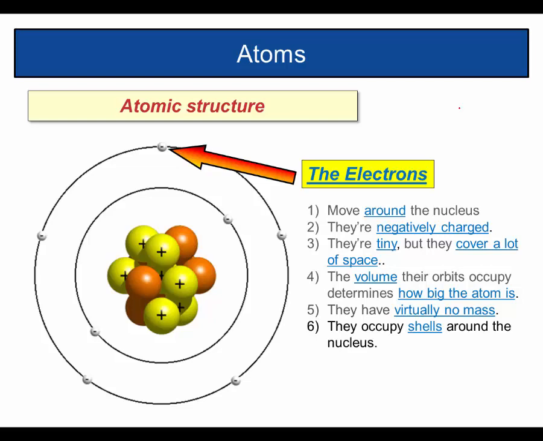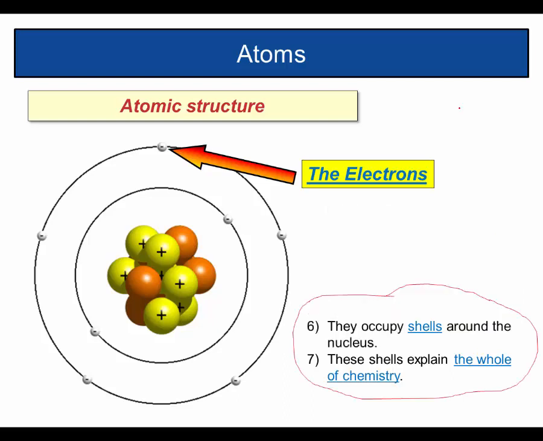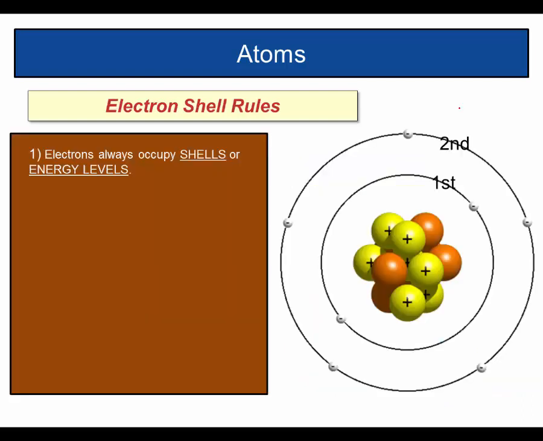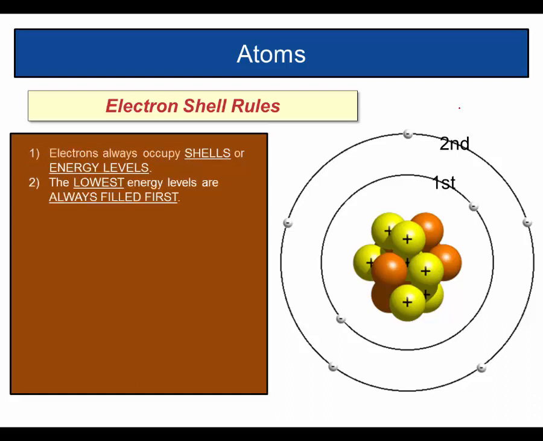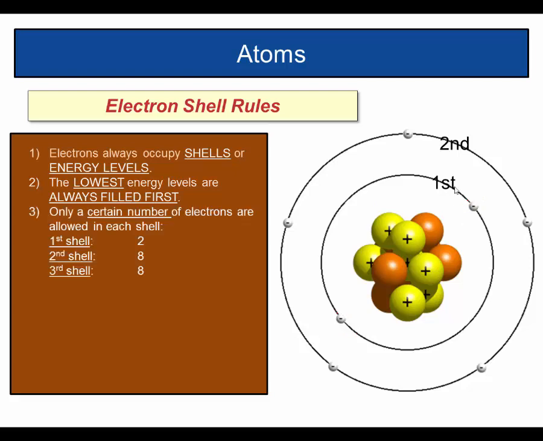The shells occupied around the nucleus in fact help us to explain the whole of chemistry. They help us explain how reactive chemicals are and why they react in the ways they do. But before we do that, let's think about some shell rules. Electrons always occupy shells or energy levels. The lowest energy levels are always filled first. Looking at the diagram over here, these are the first energy levels, so these would be filled first. But the first one only holds 2. So the max we can have in the first orbit is 2. We've got 1 there and 2.